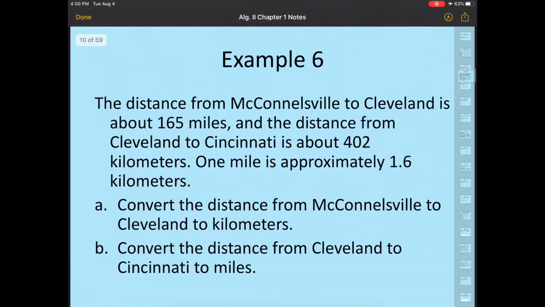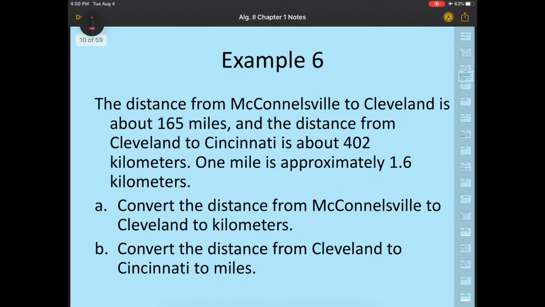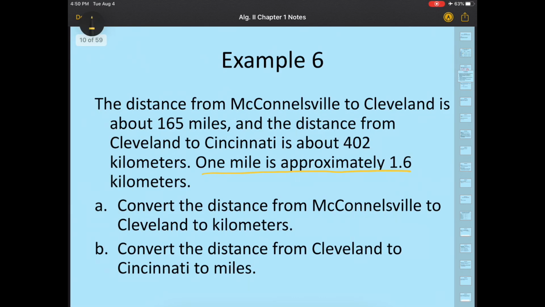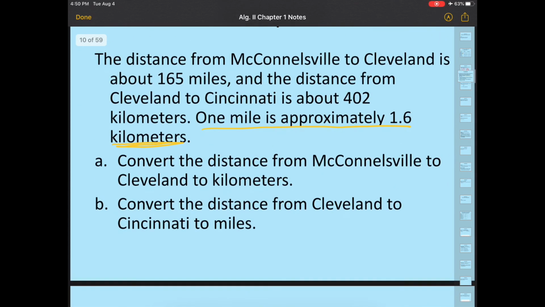And last example here, we have example 6. We have that the distance from McConnelsville to Cleveland is about 165 miles, and the distance from Cleveland to Cincinnati is about 402 kilometers. And one important piece of information we have is that 1 mile is approximately 1.6 kilometers. So in part A, we need to convert the distance from McConnelsville to Cleveland to kilometers. So that's very important, kilometers.